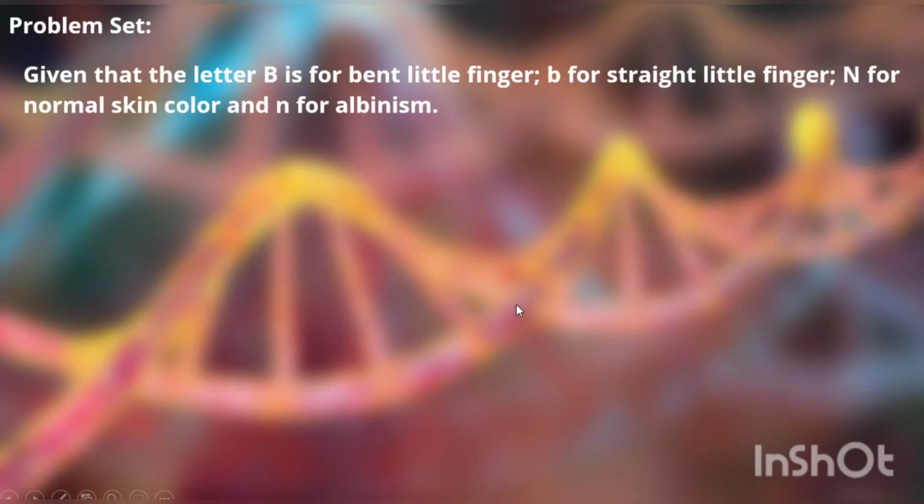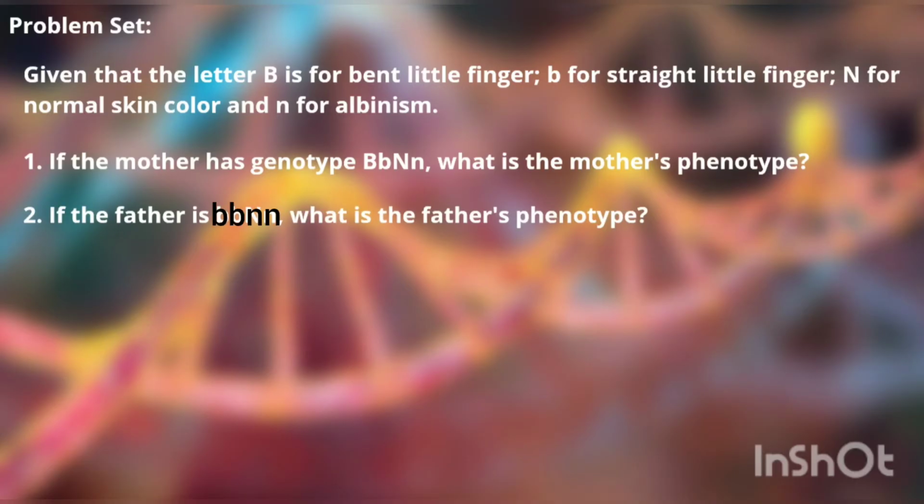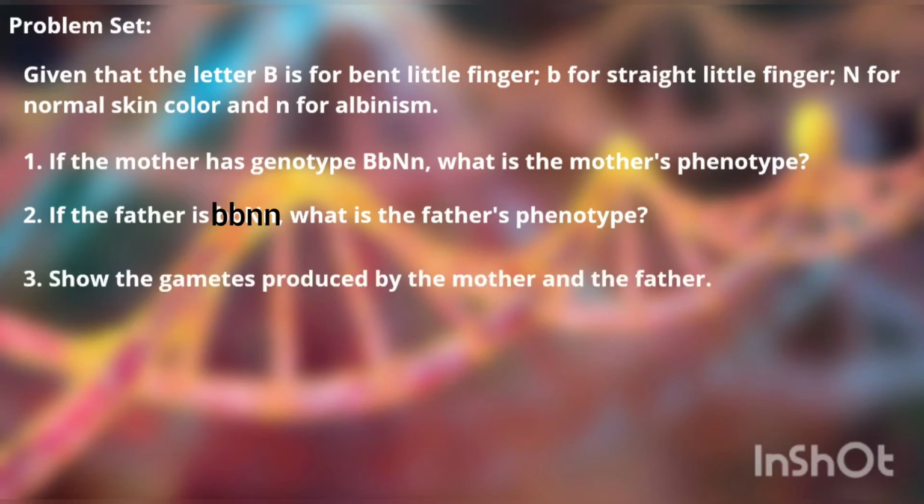Let us have a sample problem. Given that the capital letter B is for bent little finger and small letter b is for straight little finger, capital letter N for normal skin color, and the small letter n for albinism, if the mother has a genotype of capital B, small b, capital N, and small n, what is the mother's phenotype? If the father is small b, small b, small n, small n, what is the father's phenotype?